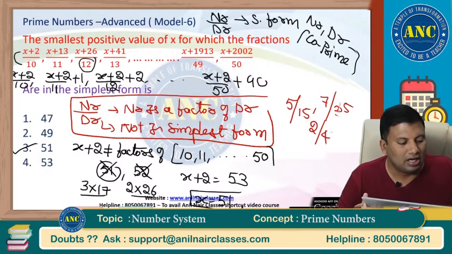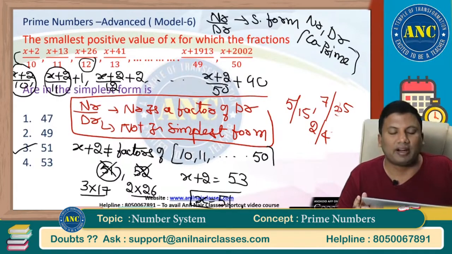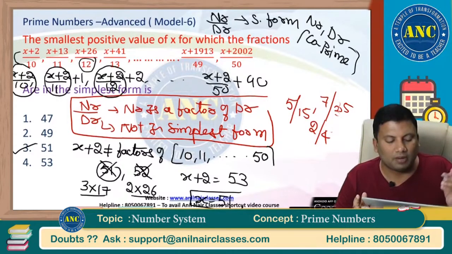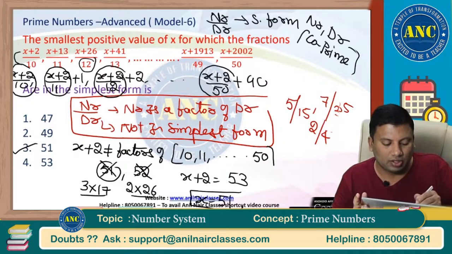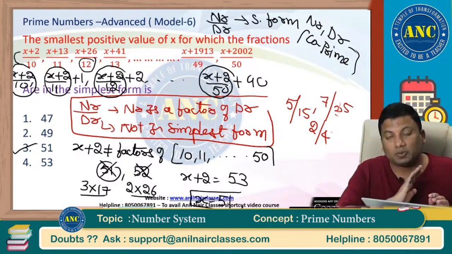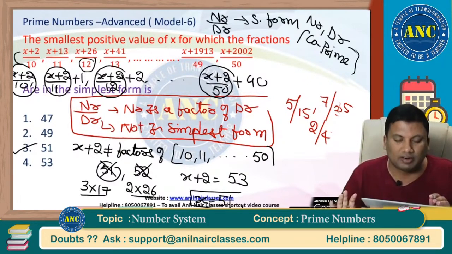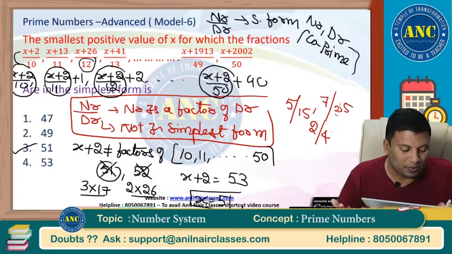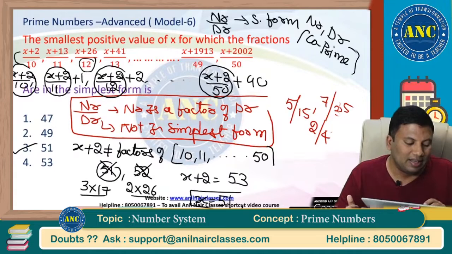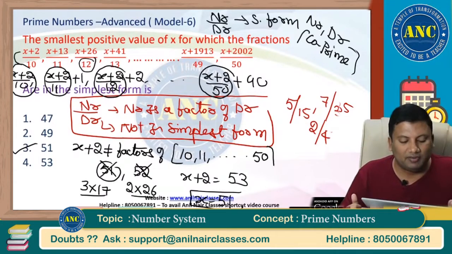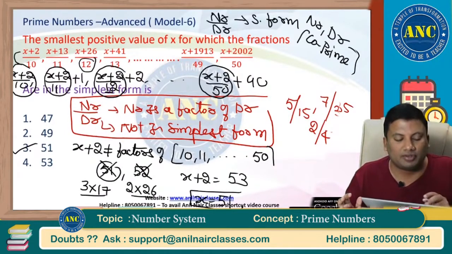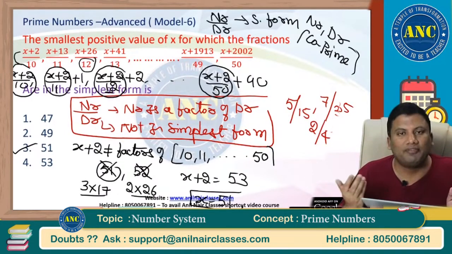Now if you see, x plus 2 cannot be a factor of 10, 11, 12 or 50. X plus 2 cannot take any factors of 10 to 50. So if x plus 2 takes 51, the factors of 51 are 3 and 17, and 3 and 17 will come as factors of the denominators. 3 is a factor of 12, and 17 also will come.